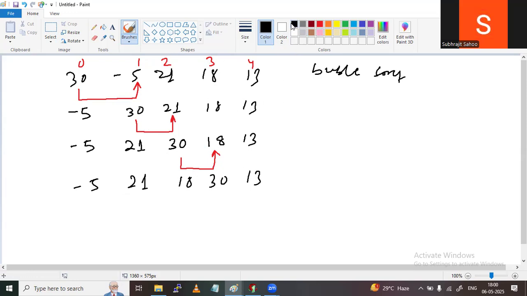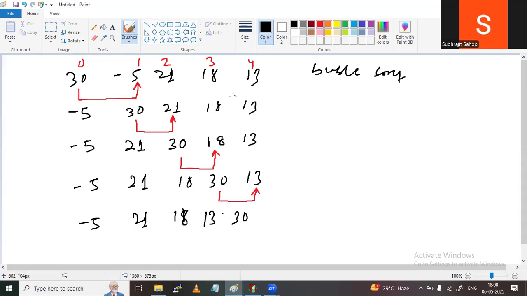Now 3 to 4. Observe, I will compare this with this. Sir, is it required to swap? Yes, it is required to swap. Then it becomes minus 5, 21, 18, 13, and 30.